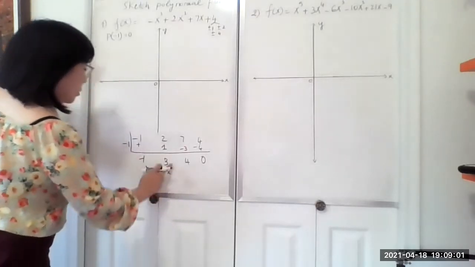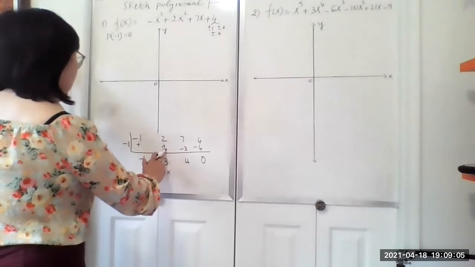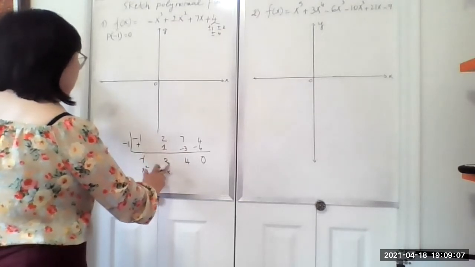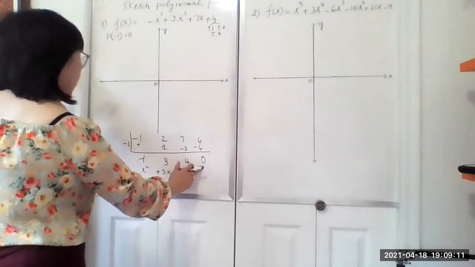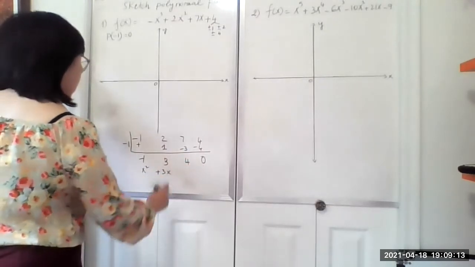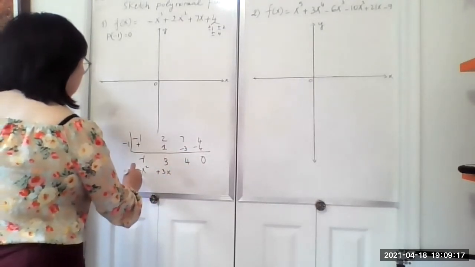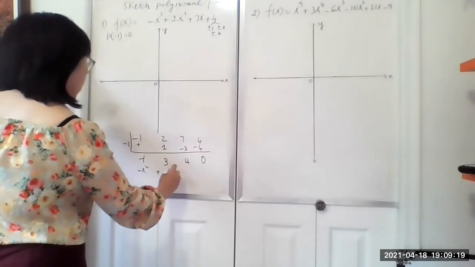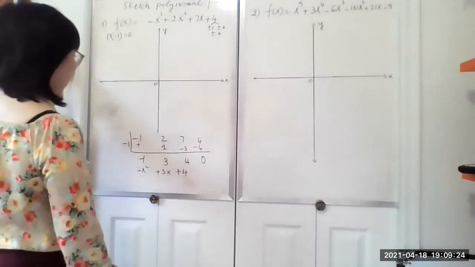Okay. So we have minus 1, we have 2 add 1 is 3. 3 times minus 1 is minus 3. 7 minus 3 is 4. 4 minus 4 is 0. Yes, so we have this number is supposed to be negative. Negative x squared plus 3x plus 4.